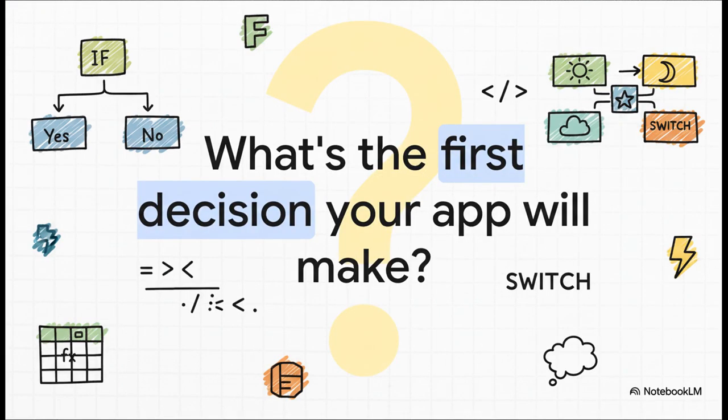And that's really all there is to it. You now have the basic building blocks to make your app smart, to make it react to user input in different situations. So the only question I have for you is, what's the first decision your app is going to make? Now go start building.